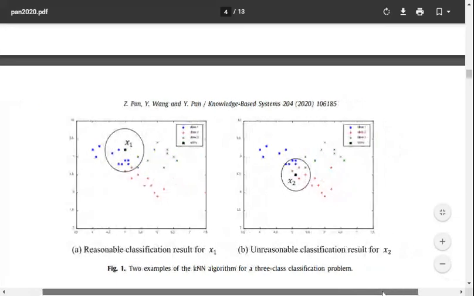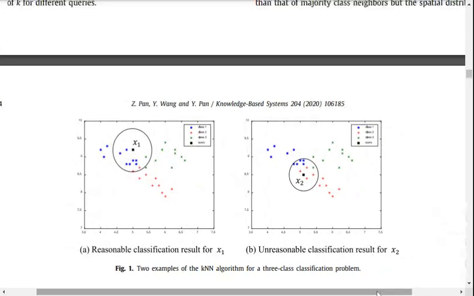You know, in the K nearest neighbor, we have a critical issue in choosing an adaptive K, and we have a problem about the distribution of samples in the neighborhood of the query instance. Let's see it.